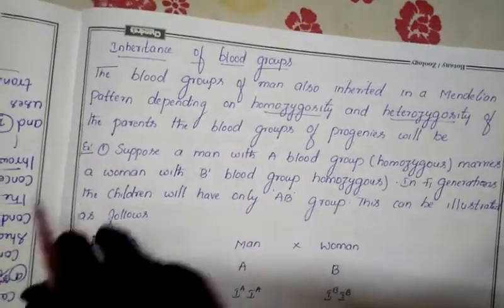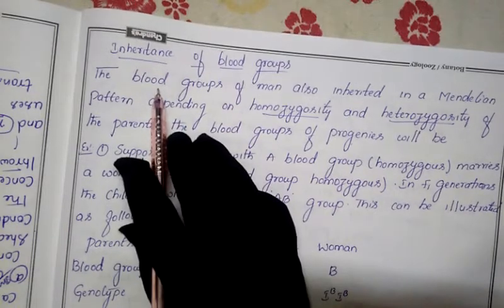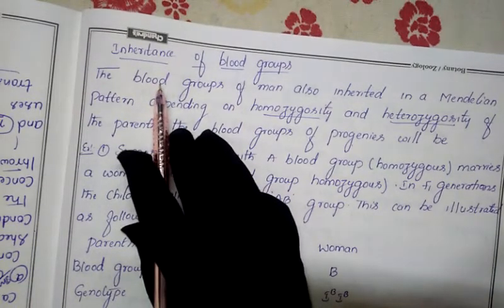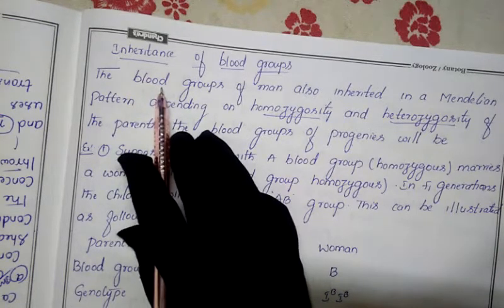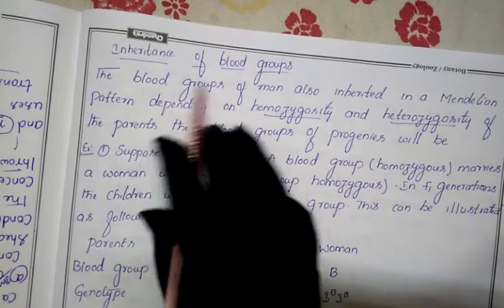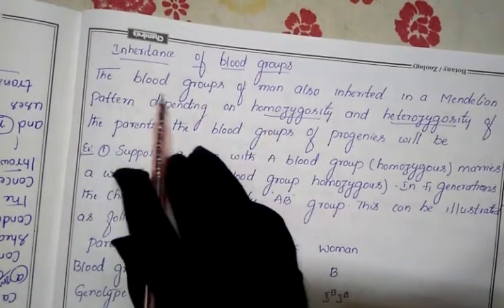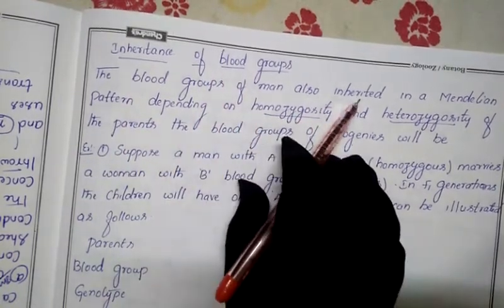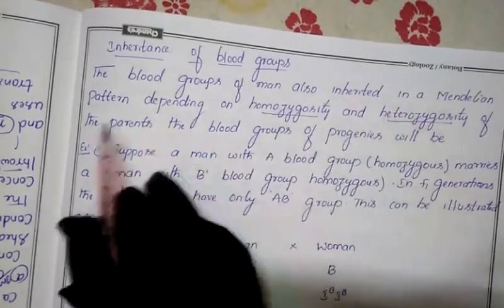So what they are telling is inheritance of blood group. Inheritance, as you know very well, means transfer of characters from the parents to the offspring. What is the meaning of inheritance? Transfer of characters from one generation to another generation, or from parents to the offspring. Not only characters, even the blood group is transferred from parents to the offspring. So the blood group of man is also inherited in a Mendelian pattern.